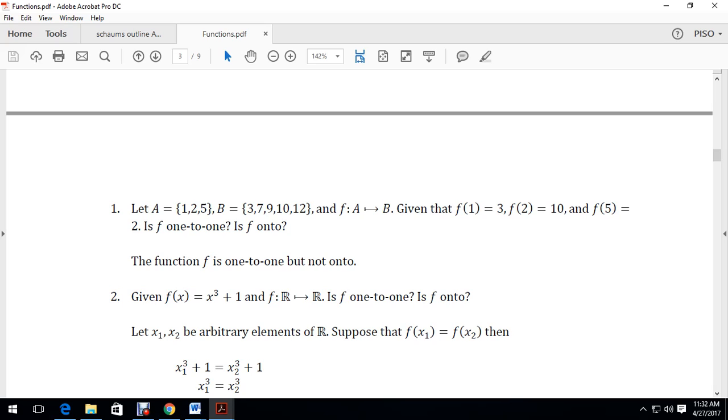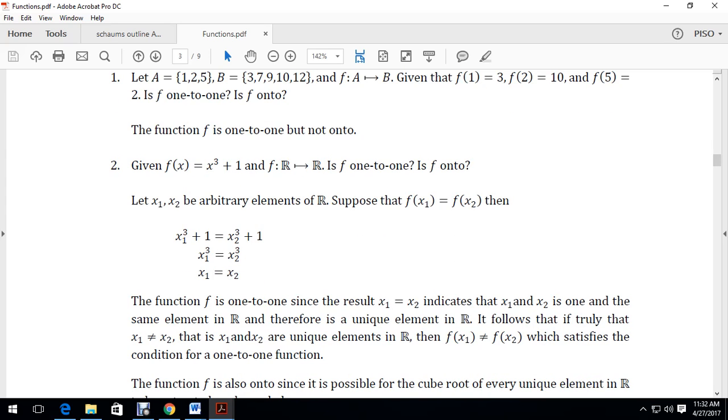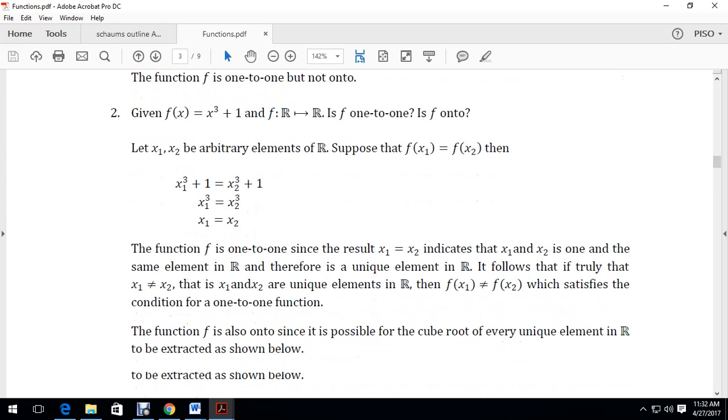But the function f is not onto. Now the reason why f is not onto is that you have elements in B that have no mapping from the elements in A. So there are elements in B that are left out. So therefore, f is not an onto function. Okay, so let's have number 2.